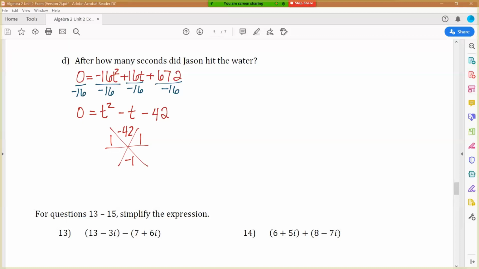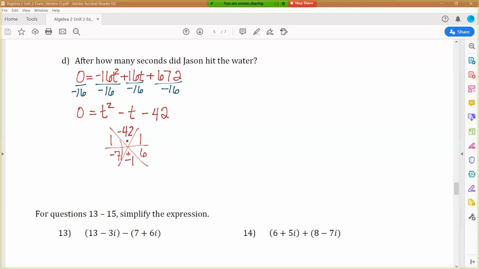So when I fill out my asterisks, A goes top left and top right, so that's where those two 1s came from. B goes in the bottom middle, so since we have a minus t, that's just a negative 1 in the bottom middle. And then the top middle, I took 1 times negative 42 to get negative 42. So when I fill out my two numbers, they have to multiply to give me negative 42, but add to give me negative 1. Yep. So negative 7 and positive 6.